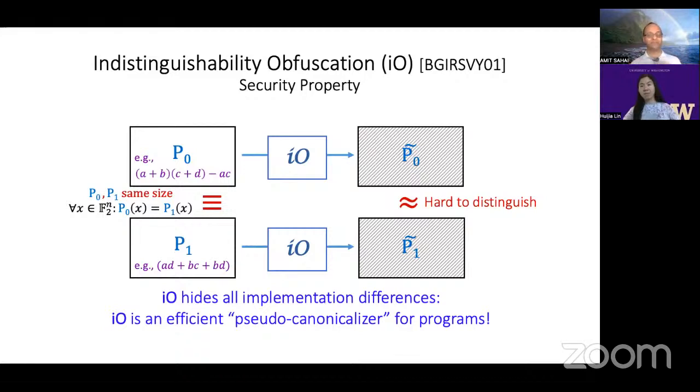So with that out of the way, let me switch it over to Rachel, who will tell you more about why IO is interesting.